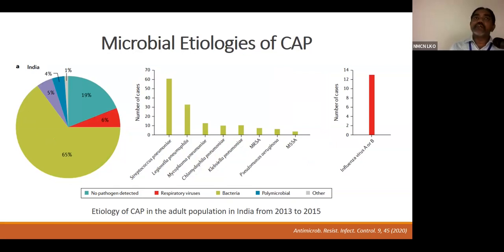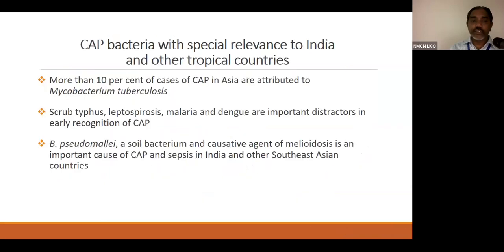But this epidemiology largely reflects the amount of reporting done and the literature which is published. So there is a lot of underreporting from India and other countries to pinpoint the correct etiology. In India and other tropical countries, Mycobacterium tuberculosis is an important cause of lower respiratory tract infection, which can present as an acute infection at times. Scrub typhus, leptospirosis, malaria, and dengue are important disorders which can be close differentials, and they are distractors for the early recognition of community-acquired pneumonia.